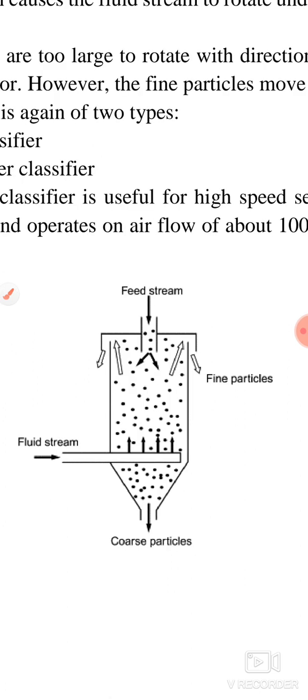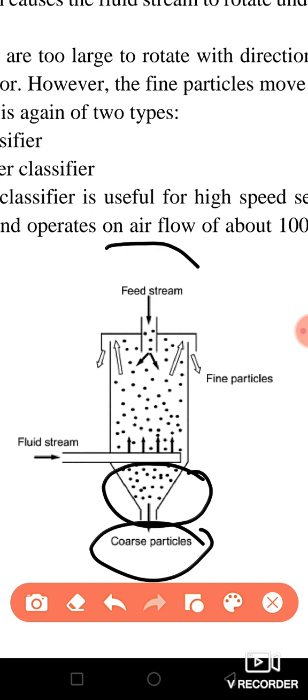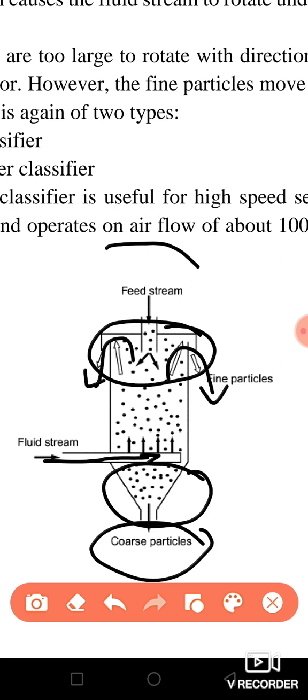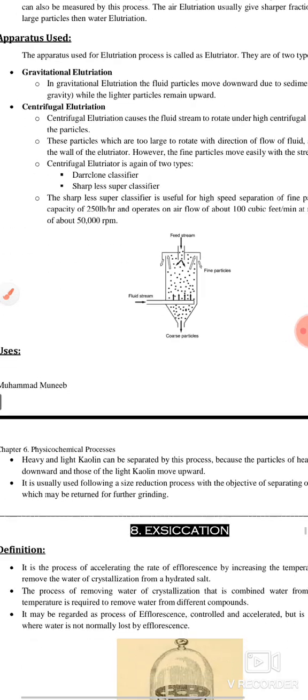I have zoomed in for you. Now you are observing in this diagram that at the lower part you obtain the coarse particles having high density, and this is the fluid stream in which the fluid is going to move out. Your fine particles are observed here and they also move out from this opening. And a stream is also added so that particle separation can easily be carried out.